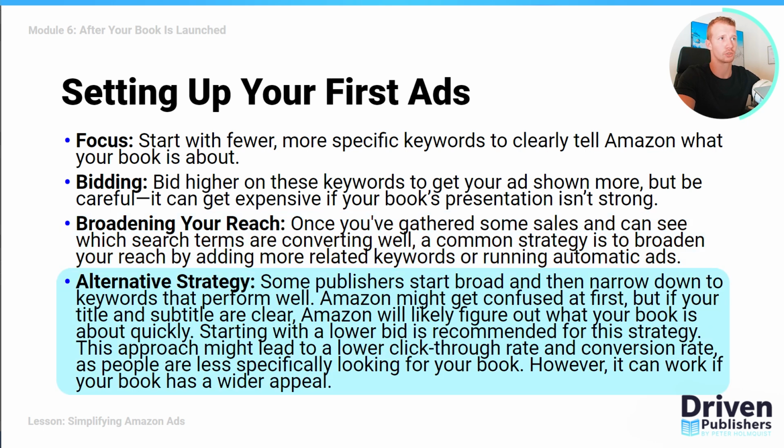Now, some publishers start broad and then narrow down the keywords that perform well. The downside of this is that Amazon might get a little bit confused at first about what your book is about. But if the title and subtitle are clear, my guess is that Amazon will figure it out fairly quickly.